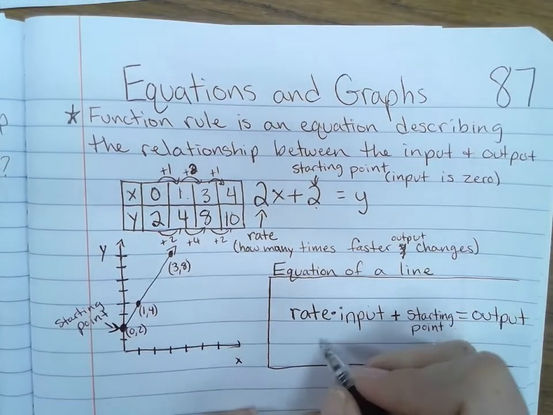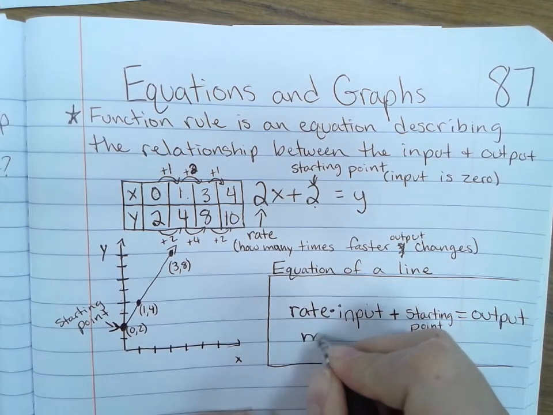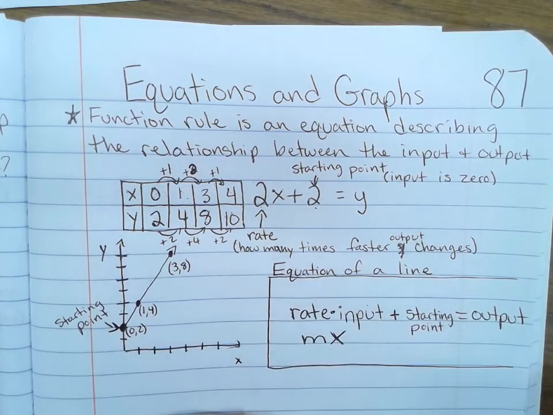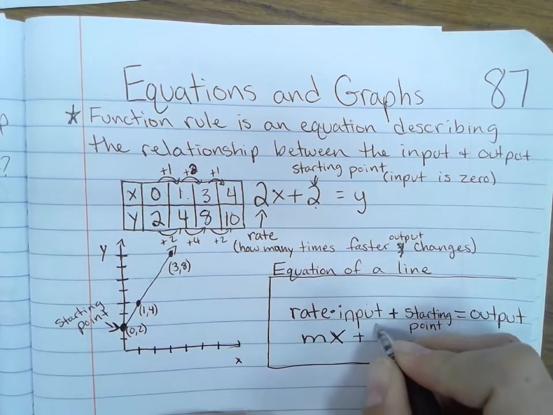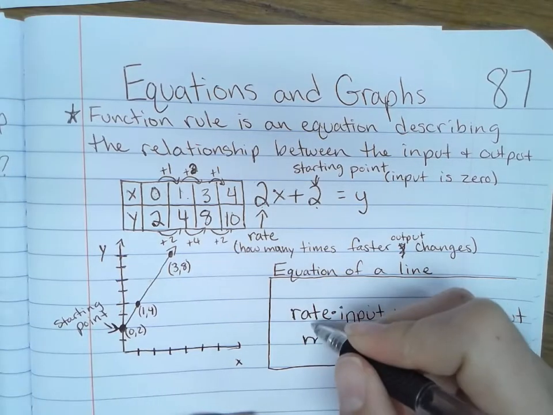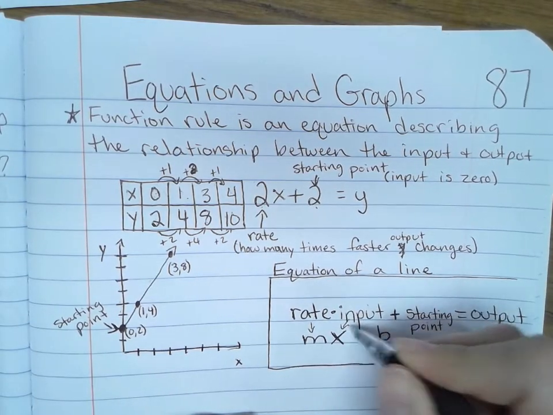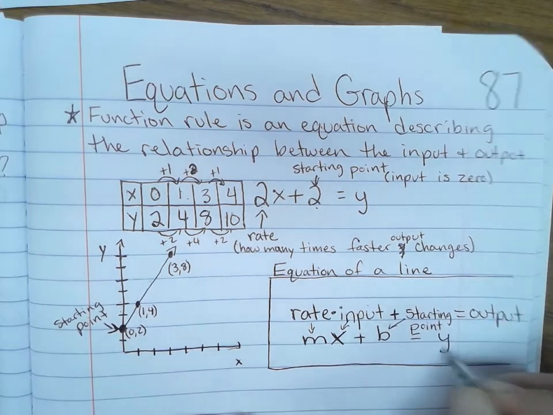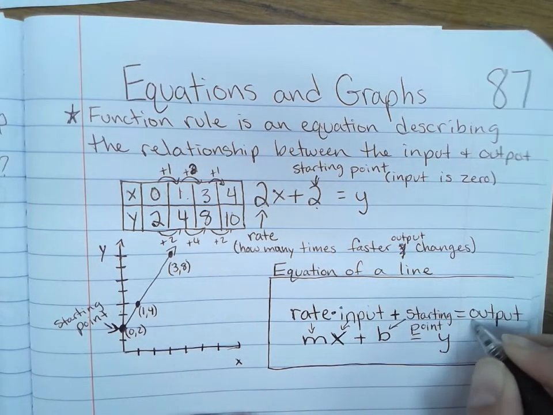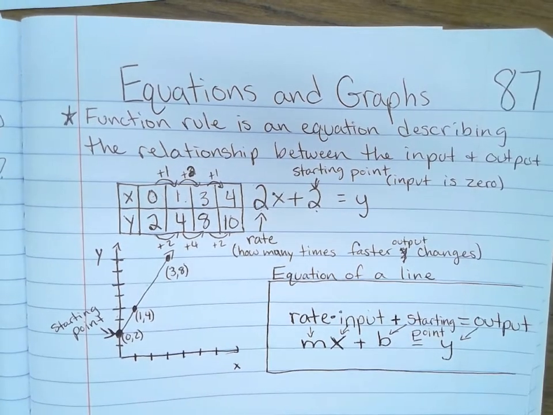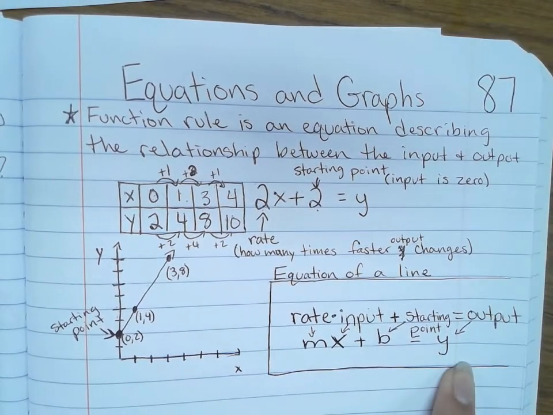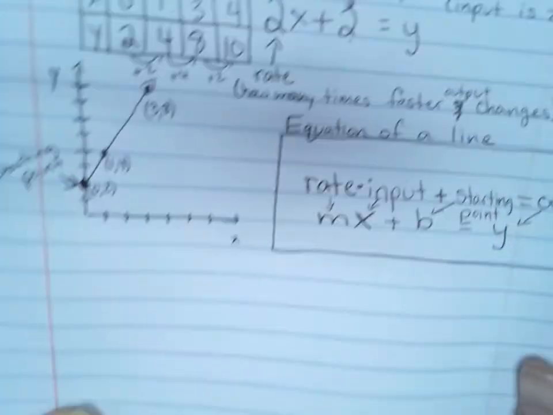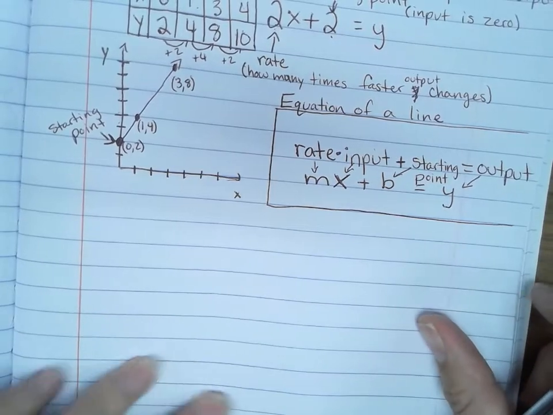Another way to look at this would be, they call it M for the rate. X is usually our input, plus, and then they put B for the starting point, equals Y, which would be our output. So when you see this, it's just a way to help you remember the different parts when you're writing an equation. Okay, so we're going to try another one.